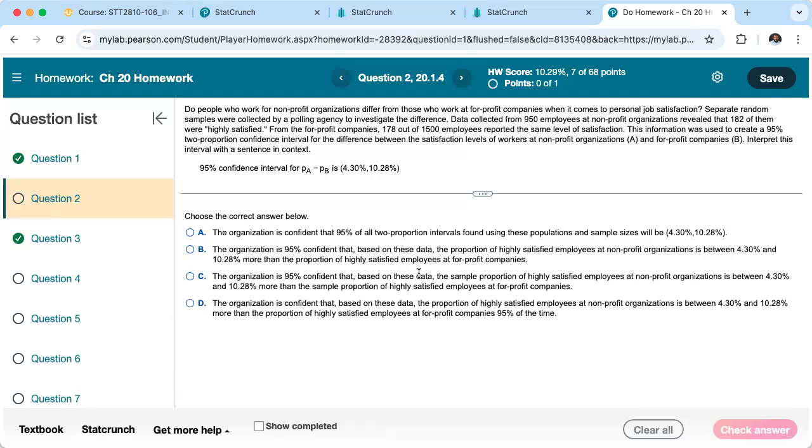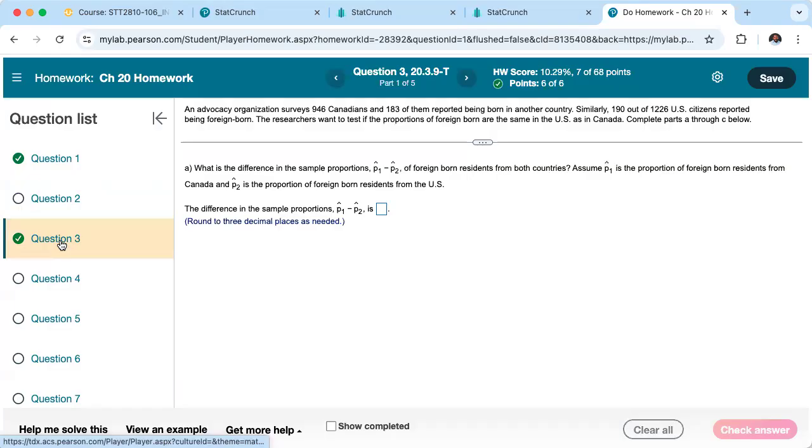Okay, that worked. Now let's get to question 3. We are done with question 1. Same approach: try to read the problem and then understand. Here it says that an advocacy group organization surveys 946 Canadians, and 183 of them reported being born in another country. And for the US, 190 out of 1226 reported being foreign born.